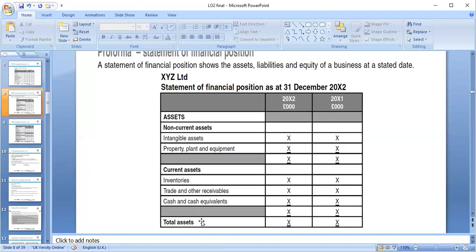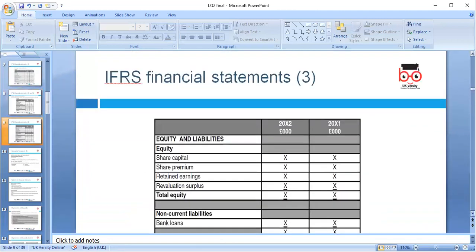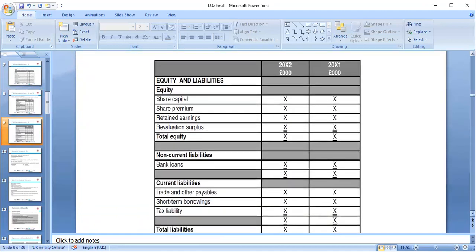Then if you add current and non-current assets, that becomes your total assets. Total assets should be my debit side of the account. Okay. Then we have equity and liabilities. In equity, we have share capital, share premium, retained earnings, revaluation surplus. So that will be my equity. Equity means the shares. So that's your equity and total equity. So we can look at the two years. Non-current liabilities, bank loan. A loan is long term. And then we can look around.